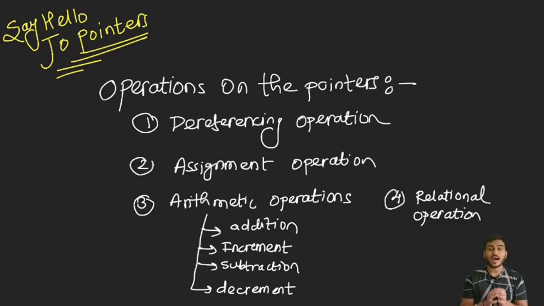Okay, and along with the arithmetic operations we can also perform some relational operations on a pointer. Okay, so this was a valid list of operations that we can perform on a pointer. Let's quickly revise. We can perform the dereferencing operation, the assignment operation, arithmetic operations, and relational operations. So these are the four operations which are valid on a pointer.